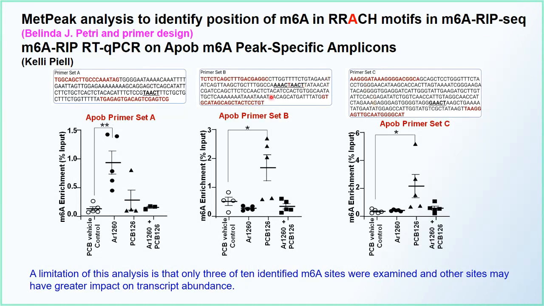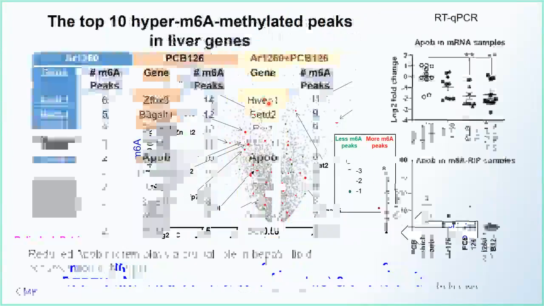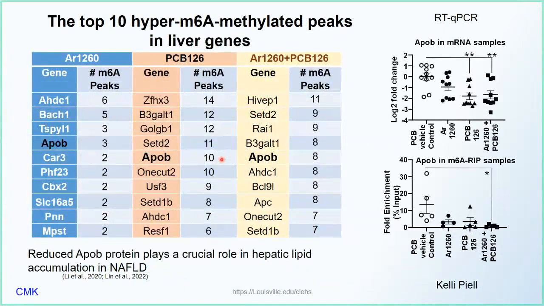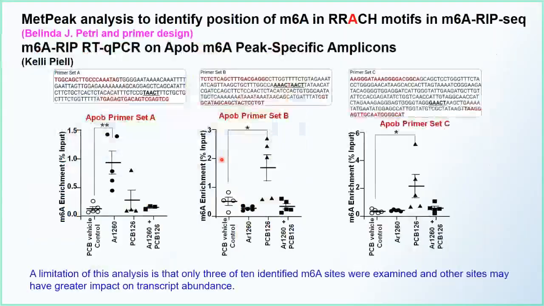So we've selected three. We have identified a total of 10 M6A sites in RRACH motifs in this gene, but Belinda selected three that looked the most interesting and for which she could design unique primers to look at transcript abundance. So this is looking at M6A enrichment. So this is RIP qPCR rather than RIP-seq. So M6A RNA immunoprecipitation followed by quantitative real-time PCR using these primers.